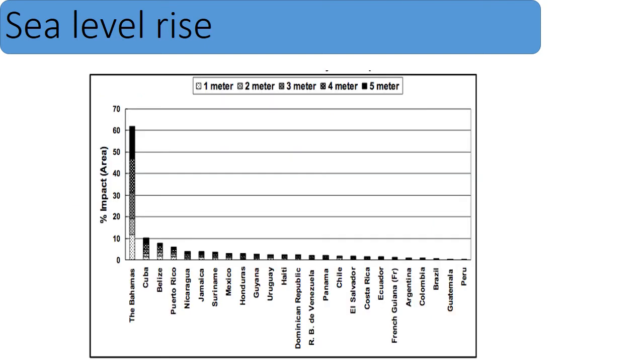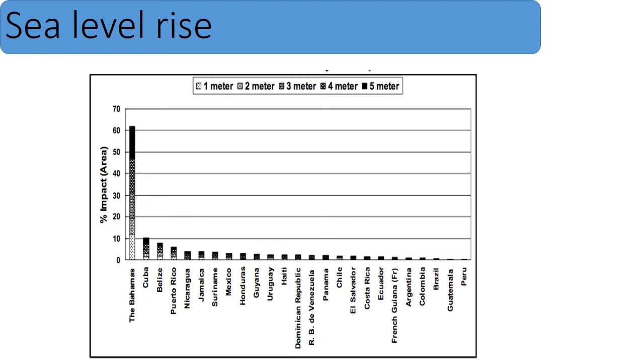All right, so this graph shows us the percentage of land area affected given different rises in sea level. On the left, you have the percentage impact by area, and along the bottom, you see different countries. Now, which country on the left has the most area impacted by sea level rise? That is the Bahamas. This is for different countries within the Caribbean, and the Bahamas is by far the most vulnerable to climate change.